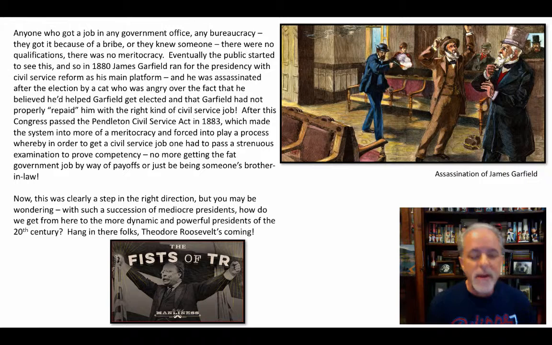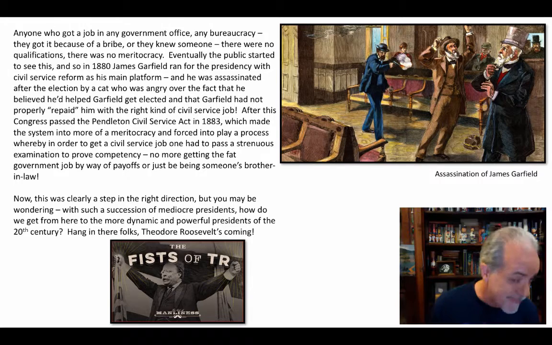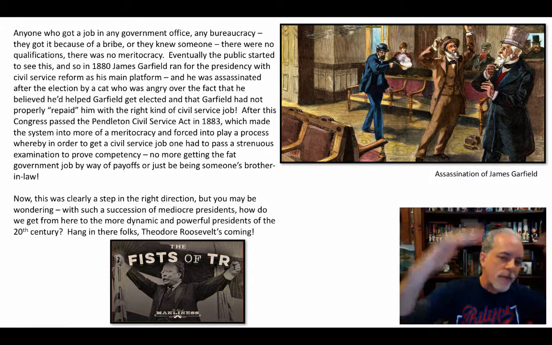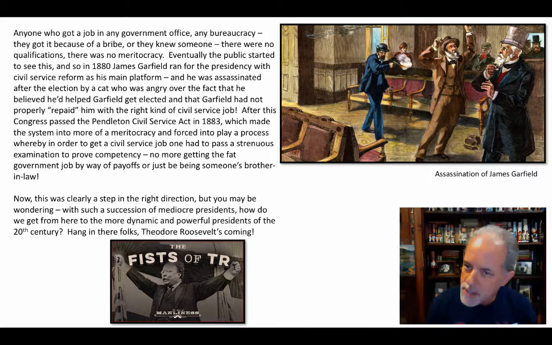But you may be wondering, with such a succession of mediocre presidents, how do we get from here to the more dynamic and powerful presidents of the 20th century? Well, hang in there, folks, because Theodore Roosevelt's coming. Teddy and his mighty fists, all right? He's coming. He's on the horizon. Things are going to be changing, all right?